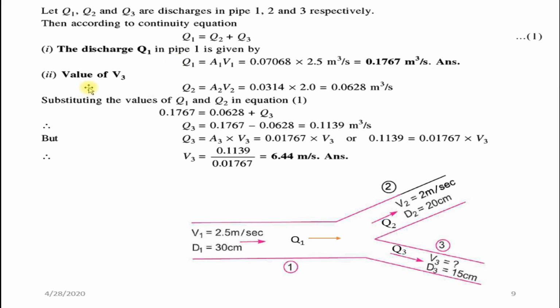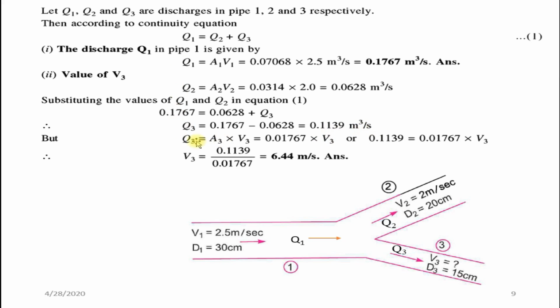The value of V3 now. For that, first you find Q2, because for finding V3 we need Q3 value. How to find out Q3? For that we need Q2 first, because Q1 is equal to Q2 plus Q3. Find out Q2 value first, A2 into V2. Substituting the respective area and velocity, you will get Q2 value, that is 0.0628 meter cube per second. Now you have the value of Q1 and Q2, by simple substitution you will get Q3 equal to 0.1139 meter cube per second.